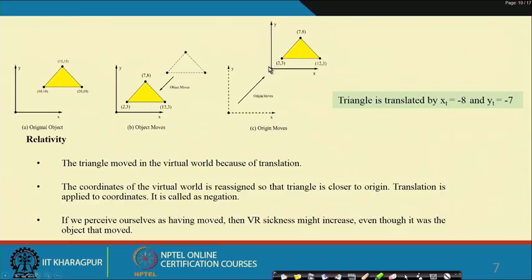If the user is at this position, he will feel no difference between the two cases, but he will have a perception error. That means if the user moves along with the axis and the object is static, then it might increase the VR sickness, even though it was the object that was moved, right?